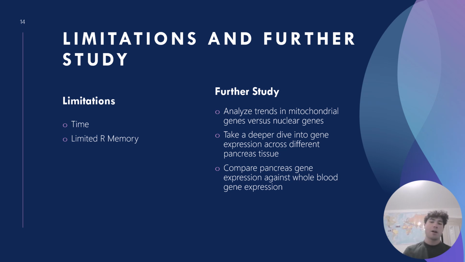Limitations and then areas of further study for the future. As I mentioned earlier, limitations were definitely time and limited R memory. With more time, I can definitely go in and look at other things. I originally wanted to analyze trends in mitochondrial genes versus nuclear genes. I thought that would have been interesting, to see where expression varies between those, because blood cells don't necessarily have mitochondria, so that could be a trend I could look at.